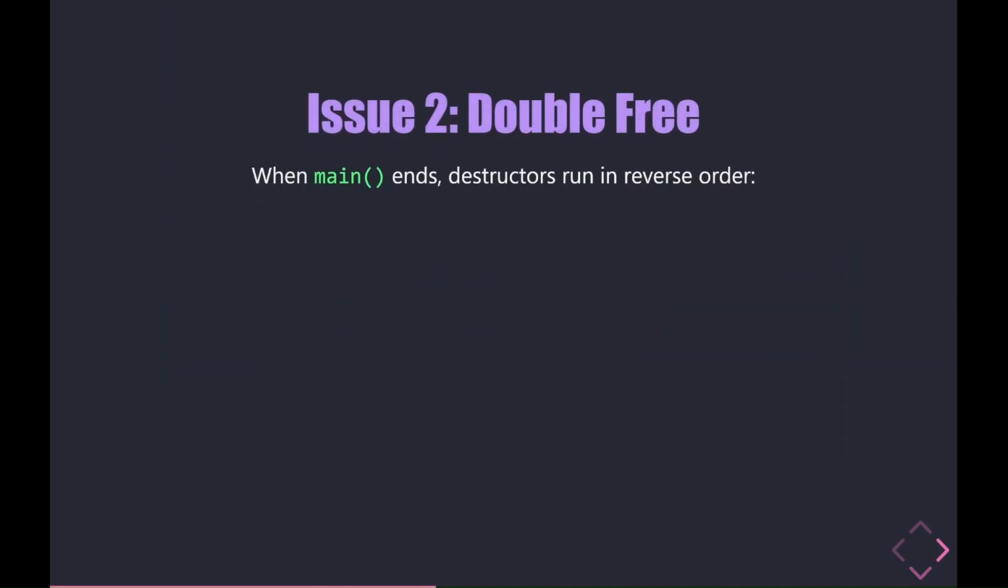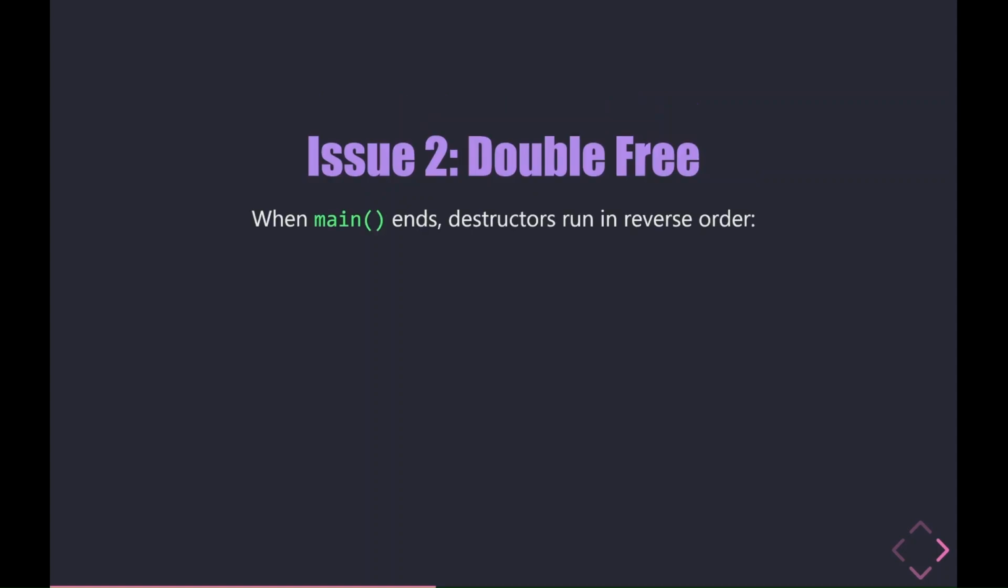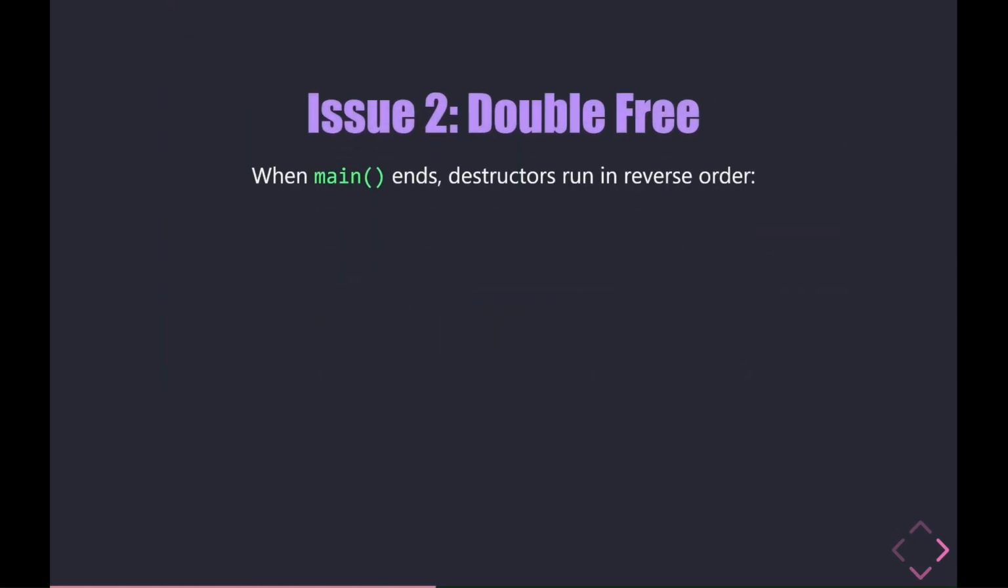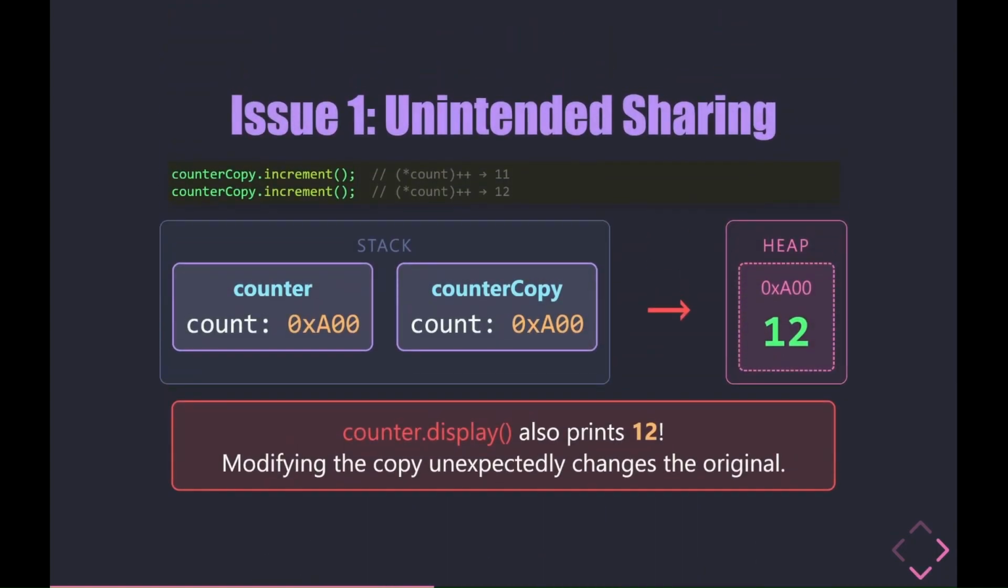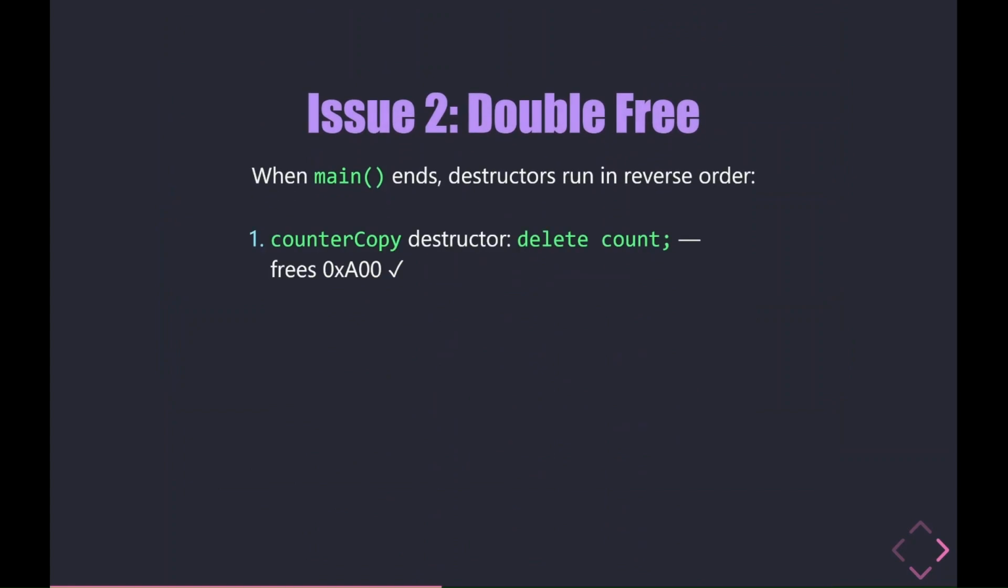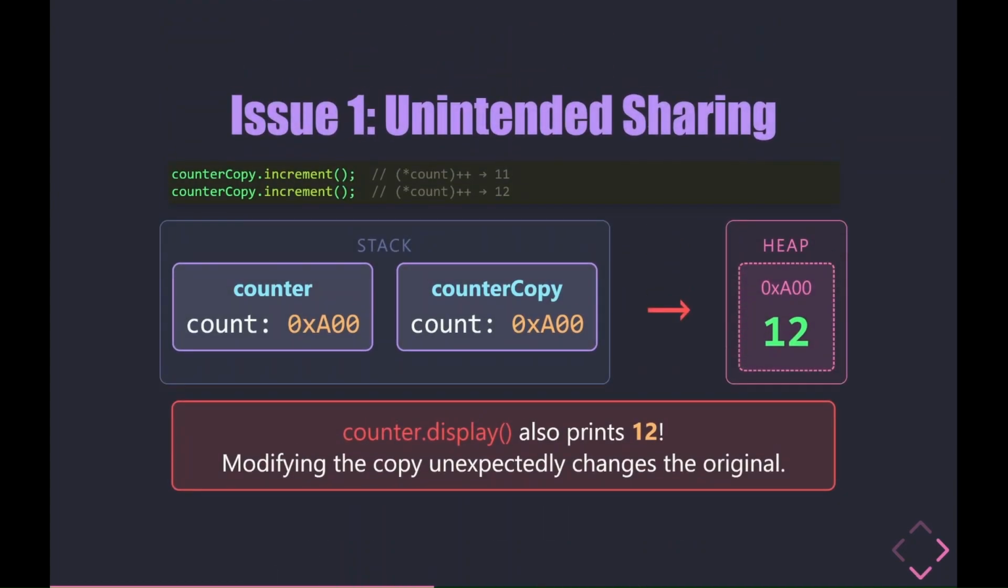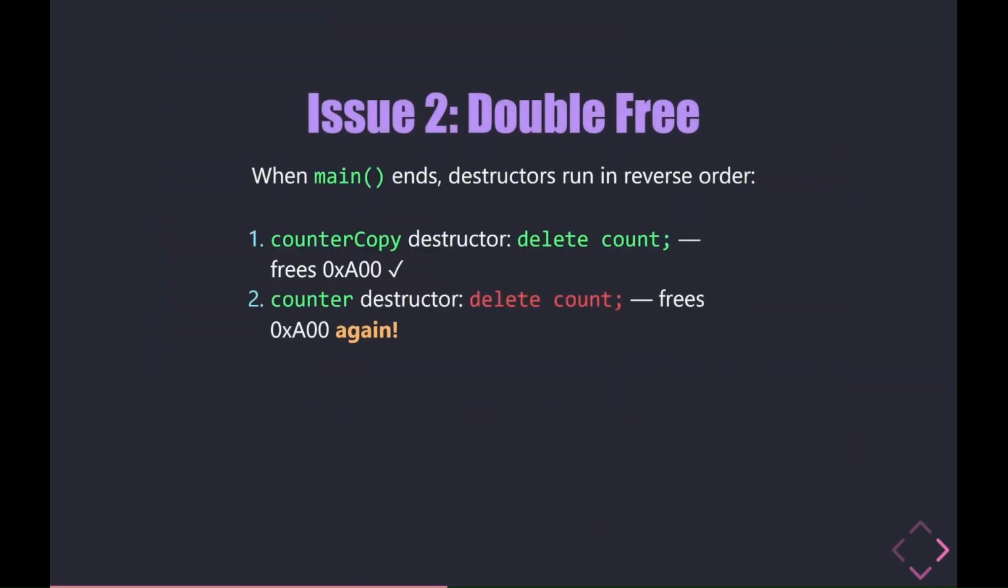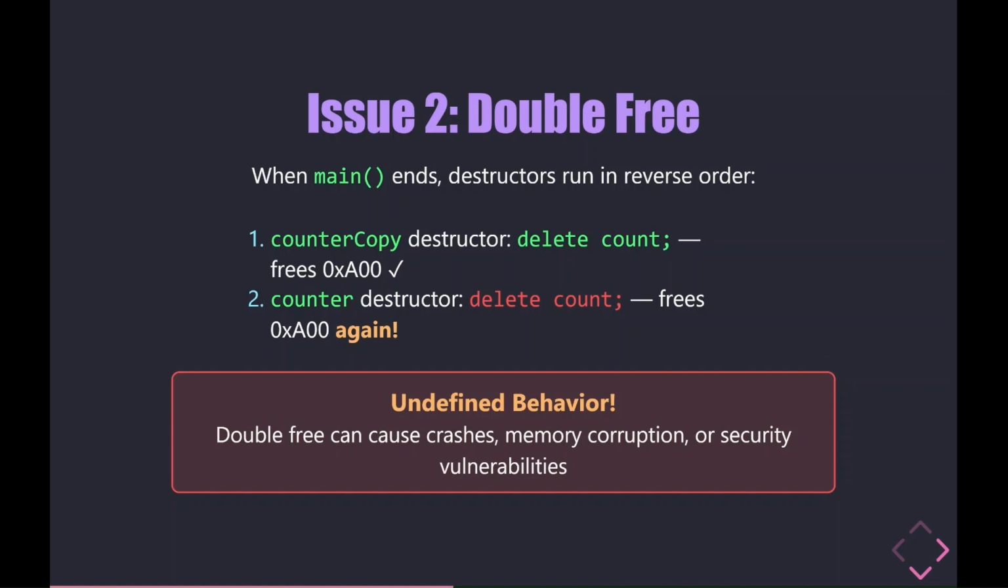And another thing is, remember when the code writes the destructor in the counter, it will delete this count value. So when main ends, the destructors will run in reverse order. At first, for the copy counter, it will directly delete the count and free this place. But when you delete this counter, it will also free this. So it will cause undefined behavior.